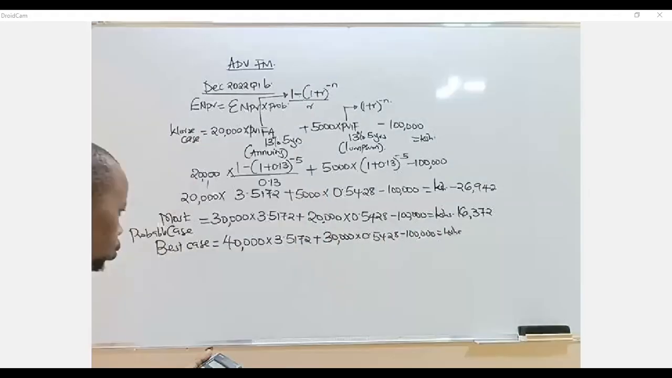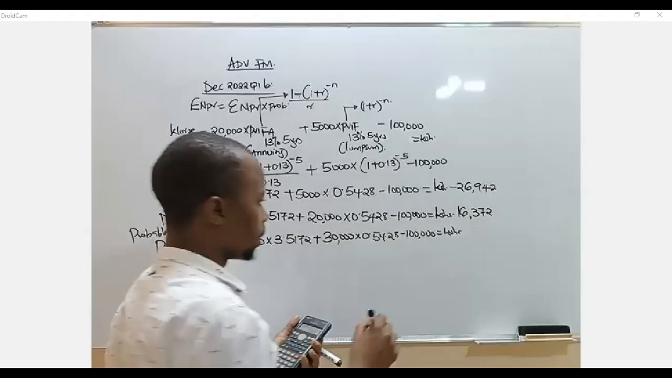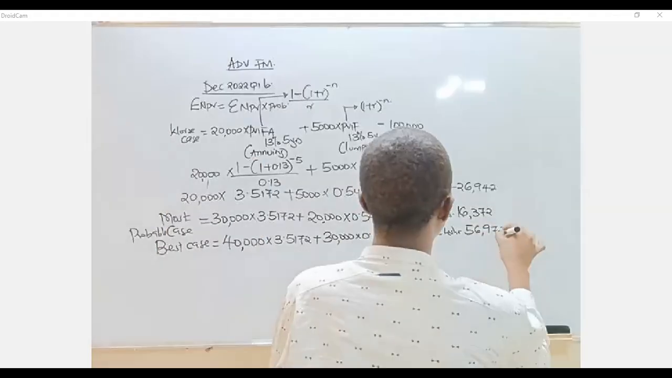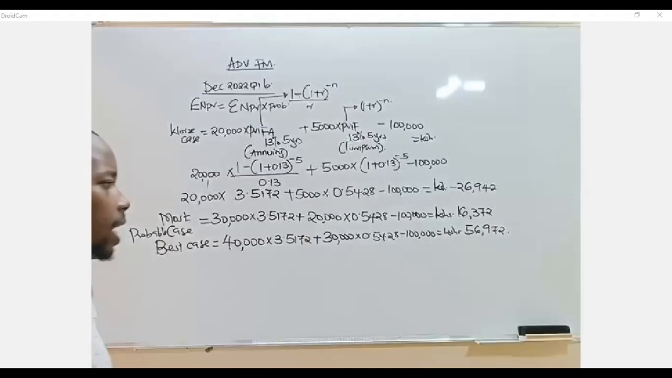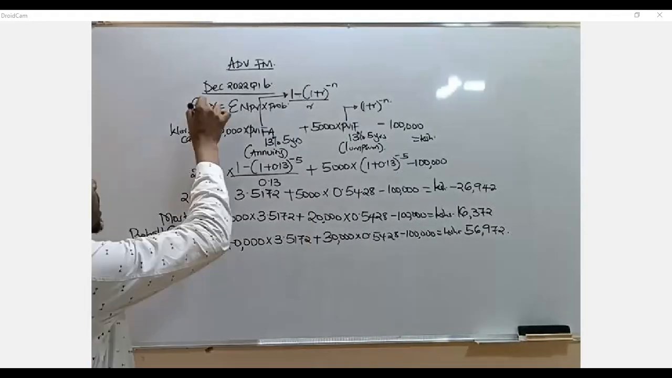So it will be 40,000 times 3.5172 plus 30,000 times 0.5428 minus 100,000. And I'm getting 56,972. But remember, your examiner needs the expected NPV.